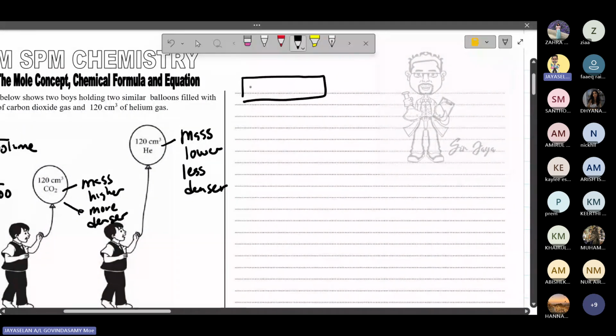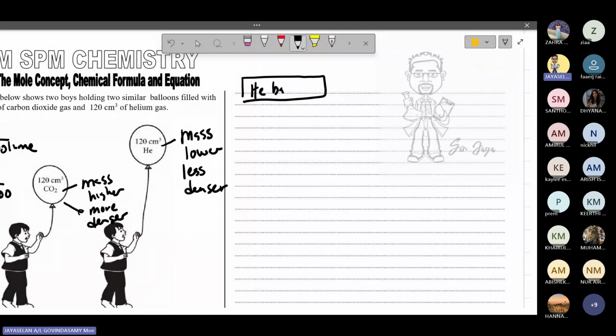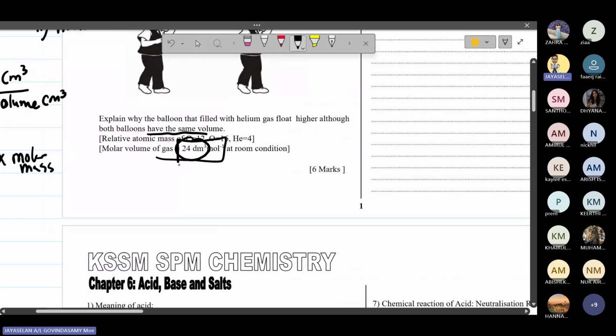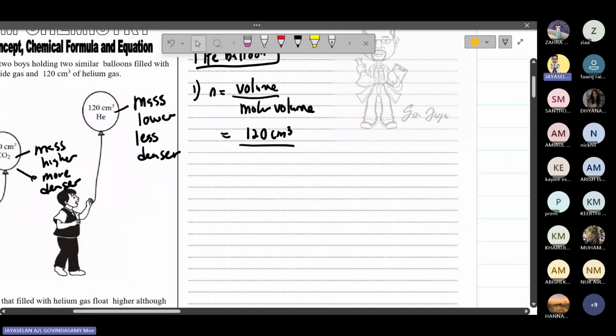So I put here helium balloon. So first step, I find the number of moles. So I take volume, divide with molar volume. The volume, you no need to write the formula. Saya tuliskan supaya saya nak kamu faham. Okay, 120 cm power 3. The molar volume will be given to you in the question, which is 24 dm power 3. Ingat 24 dm power 3.